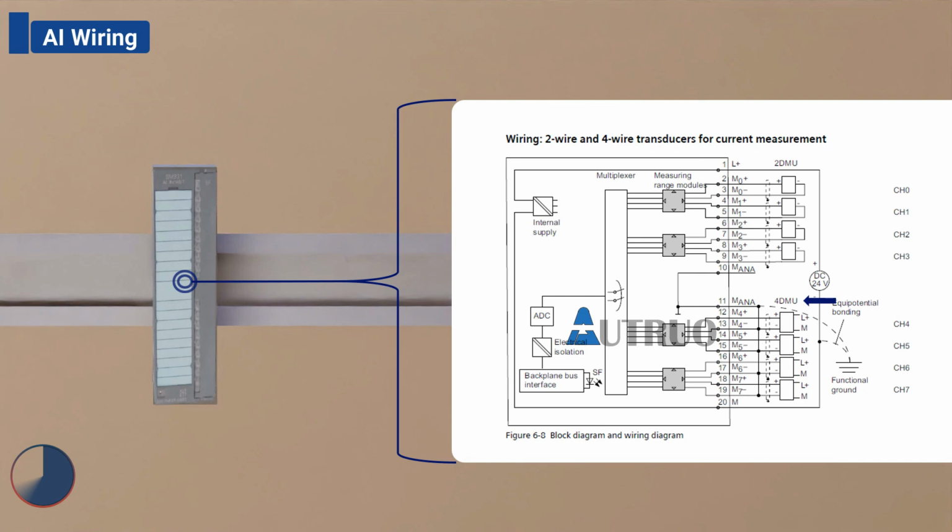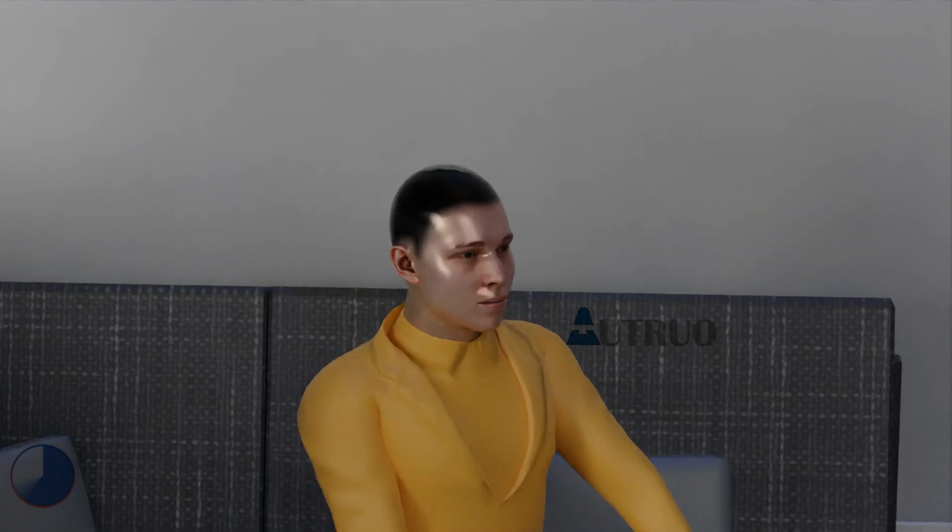While for the 4-wire transducers, the positive and the negative will be connected to pins 12 and 13. While the transducer itself will be powered with an external 24-volt source. We can go on and on.